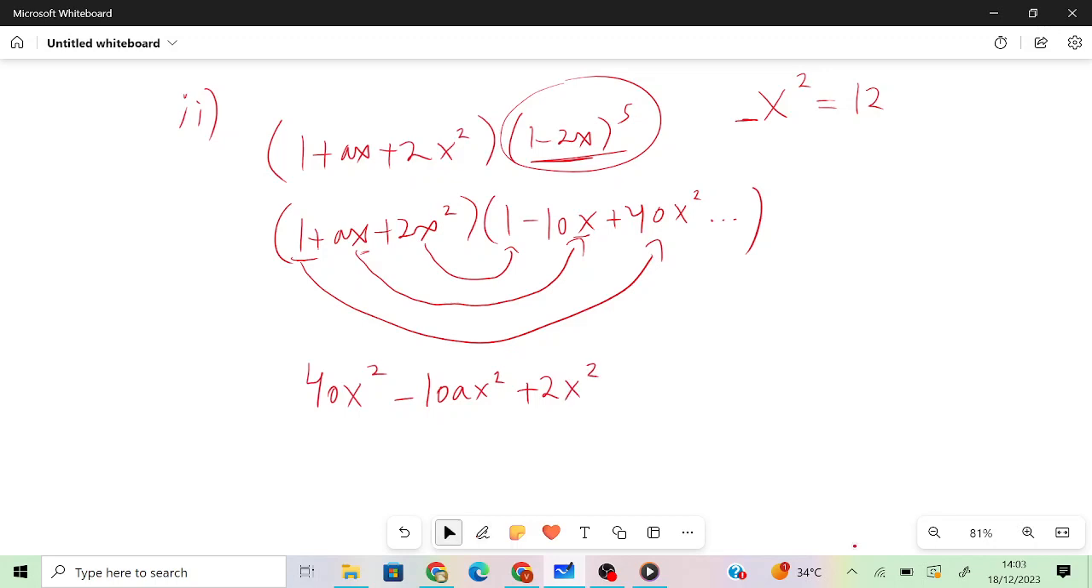And these are the only combinations that would give me x squared in my answer. So all of this, you can then equate to 12x squared, because the total coefficient of x squared is 12.